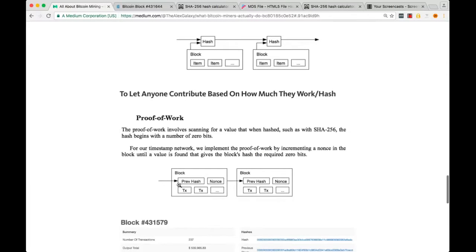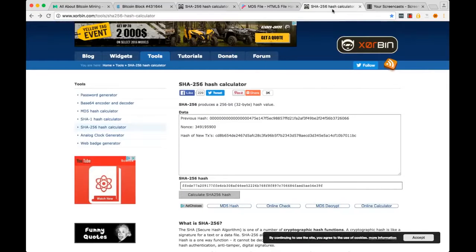So what are miners hashing? Well, they're hashing the previous hash. They're hashing the file that represents all the transactions. And they're hashing this nonce, which is shorthand for a number used once. And basically what they're doing is they're taking the previous hash, they're taking the nonce, and they're taking the hash of the new transactions, and they're calculating the hash.